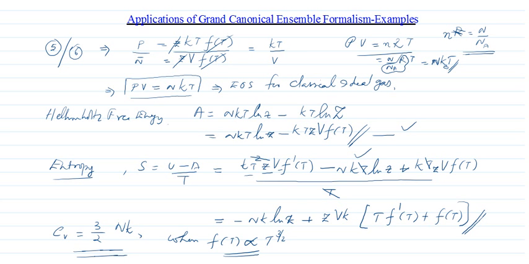So that's about the application of the grand canonical ensemble formalism to discuss the familiar case of the classical ideal gas. We will continue with the example of the harmonic oscillator, which is yet another familiar system, and I think that will be done as a separate lecture. Thank you.